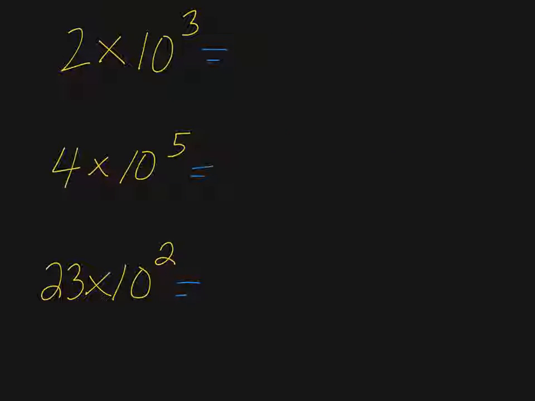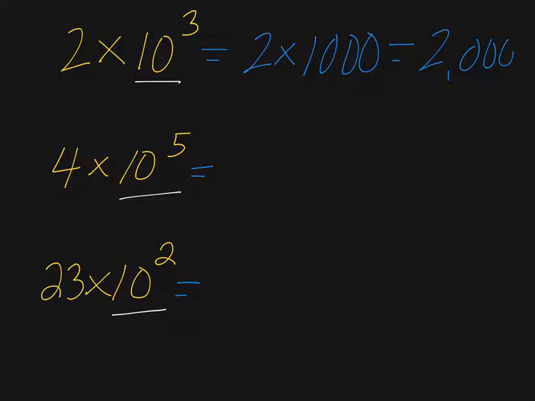Now let's take a look at this problem here. I have my powers of 10. And then I'm going to add one more level of difficulty, if you will, and we're going to multiply them. So really, if we look here, this is going to be 2 times a 1 with 3 zeros, which equals 1,000. 2 times 1,000 is 2,000.